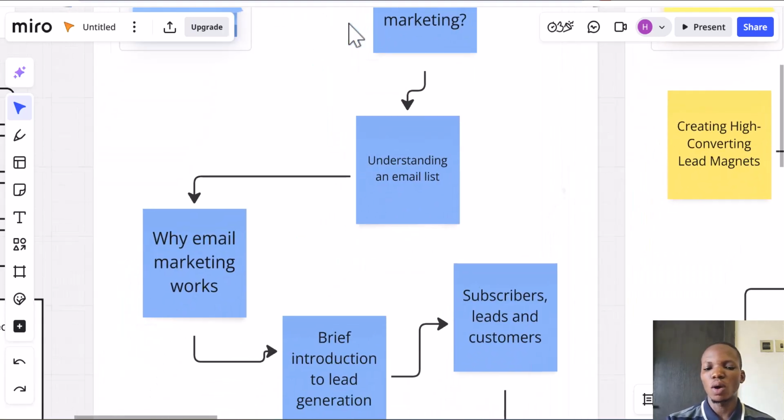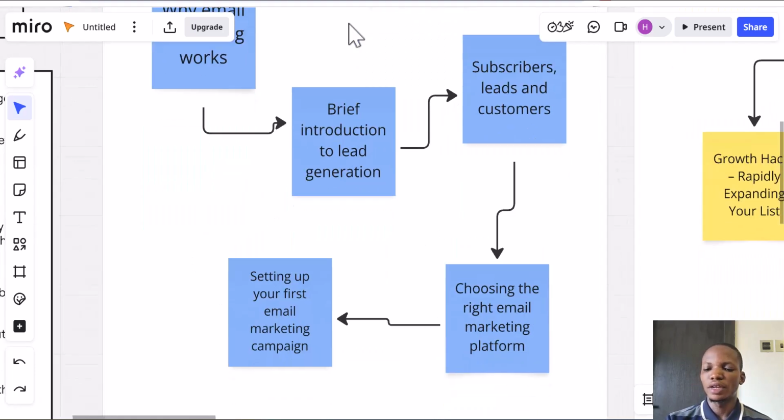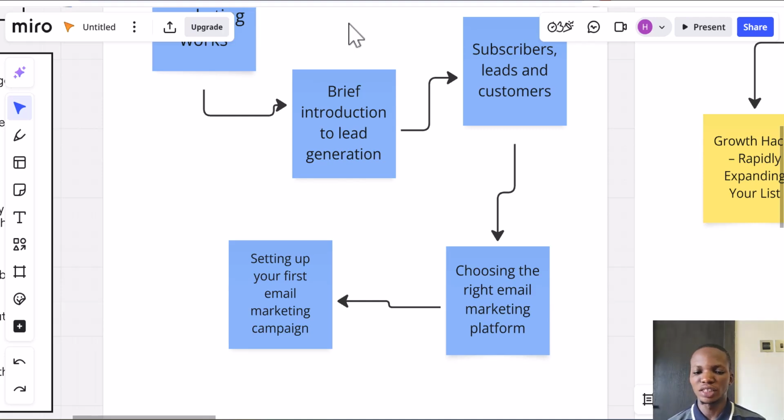Then you also learn why email marketing will always work, and a brief introduction to lead generation, subscribers, leads, and customers. And then you learn how to choose the right email marketing platform. There are so many out there. I'll show you how to choose the right one. And then we are going to set up our first email marketing campaign.